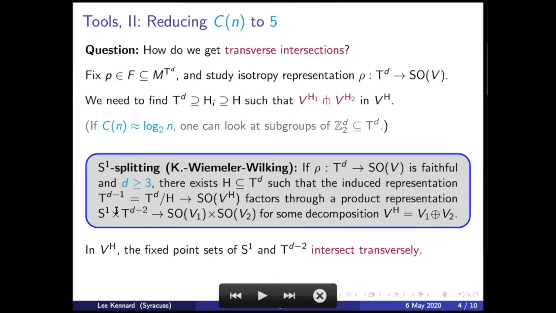So when you take the span of those two fixed point sets together, you get the whole thing. That's what it means to intersect transversely. So you get transverse intersections from this already with the T3 representation.